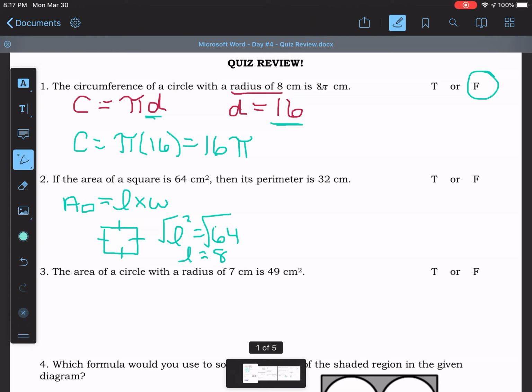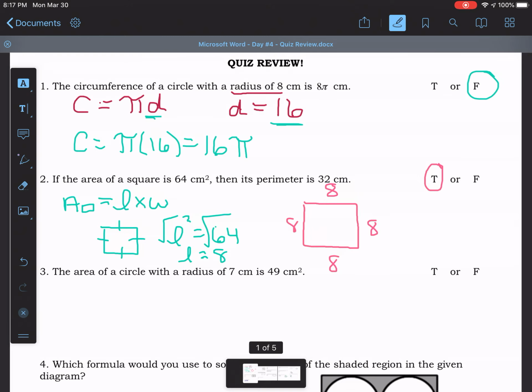So what that tells me then is that each side is 8 centimeters. And then when you add these up, we get 32. So the perimeter is equal to 32. So this is true. Okay.